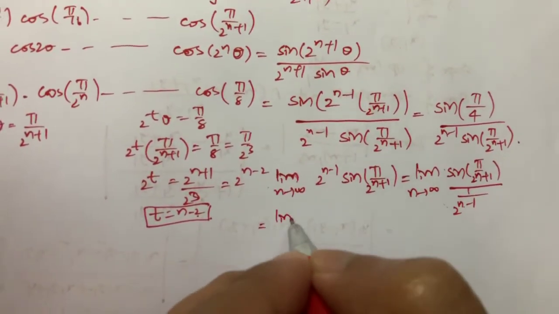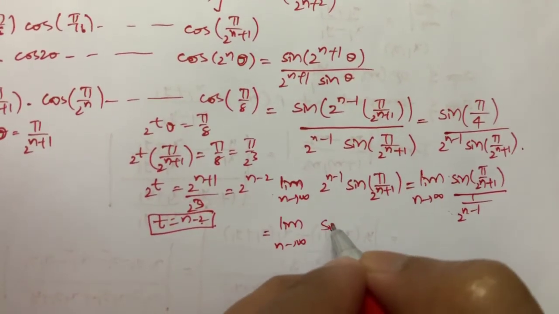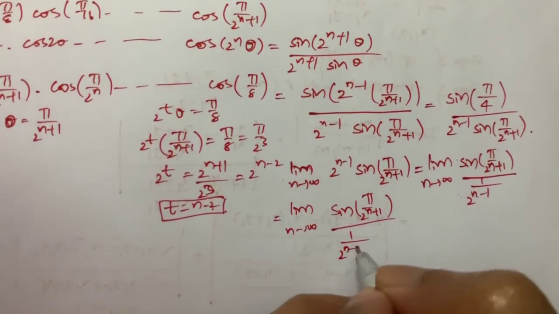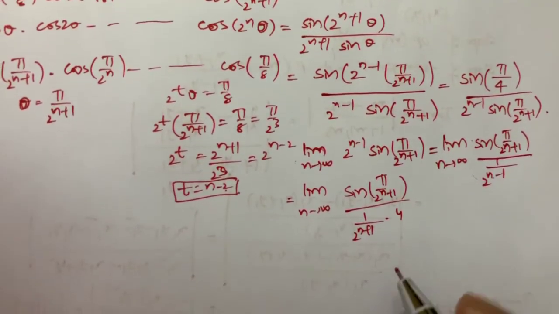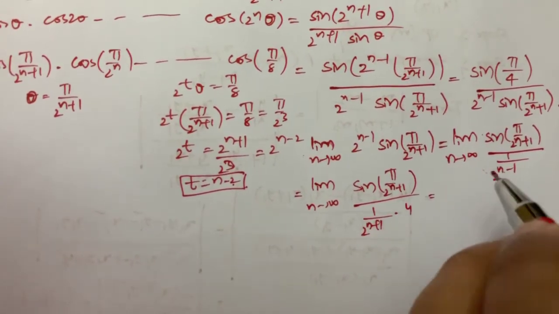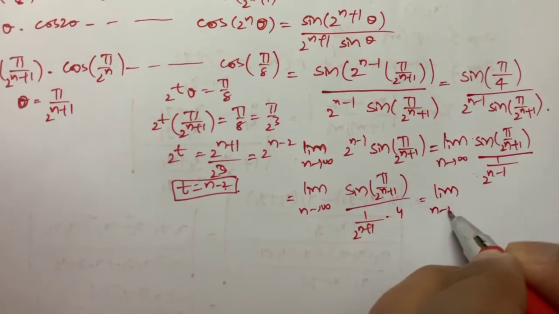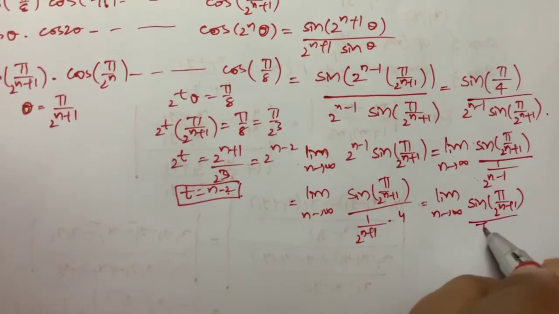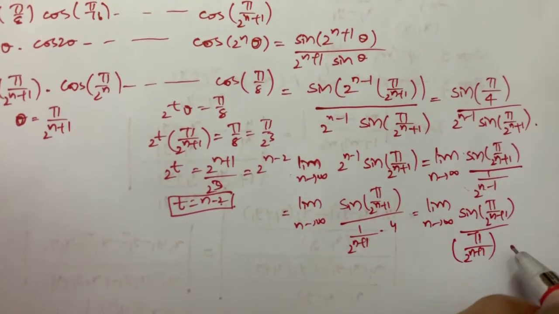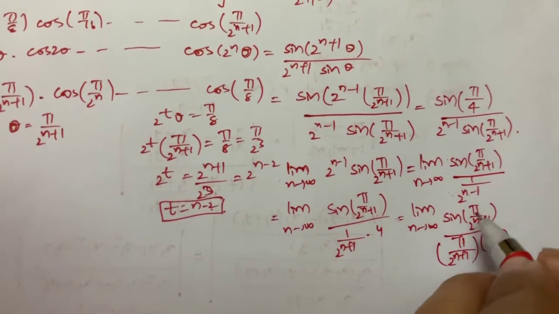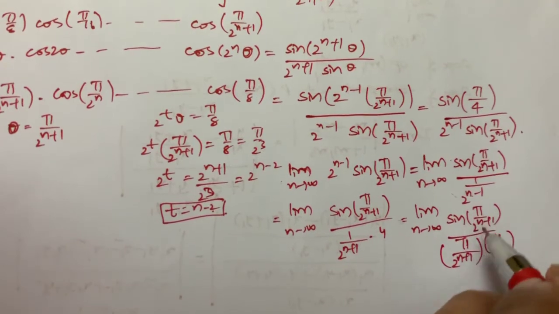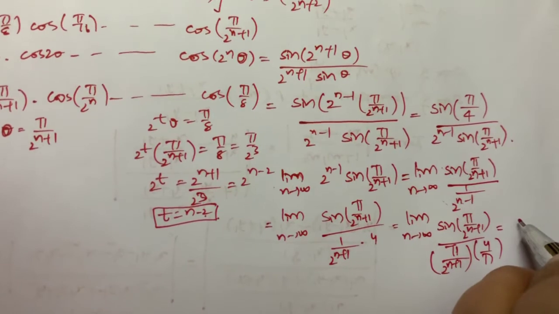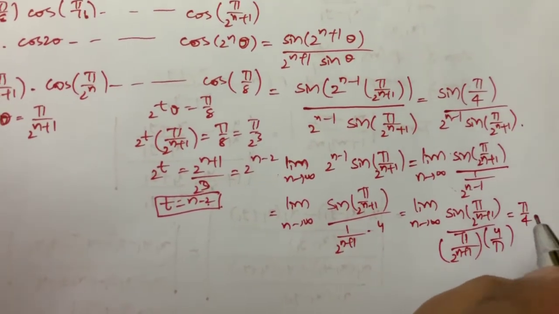So, this will become limit n tends to infinity of sin pi by 2 power n plus 1, by 1 by 2 power n plus 1 into 4. And then again multiply by pi and divide by pi: limit n tends to infinity of sin pi by 2 power n plus 1, by pi by 2 power n plus 1, into 4 by pi. So, this whole thing will be 1 because sin theta by theta, and theta is tending to 0. So, the value of this is pi by 4.